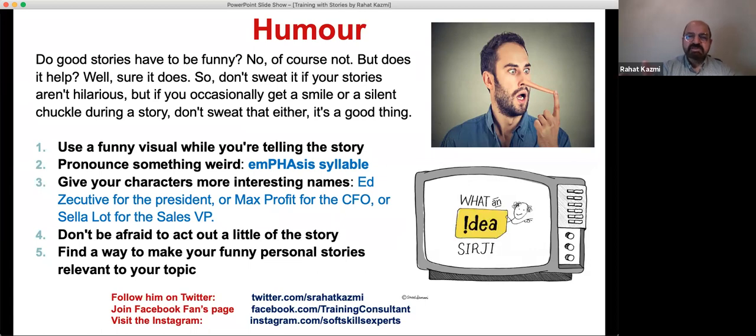You can see the picture I've shown here, it's like Pinocchio. Or you can pronounce something weird, for example, emphasize a syllable. Or give your characters more interesting names: Adjective for the president, or Max Profit for the CFO, chief financial officer, or Sell A Lot for the sales vice president. Don't be afraid to act out a little of the story, guys. Of course, we have to link the students with the story and try to make sure that we teach them as best we can.